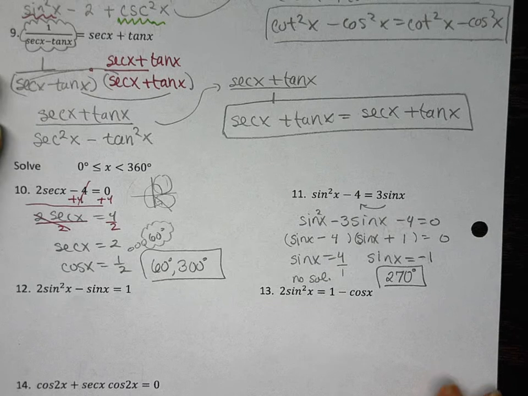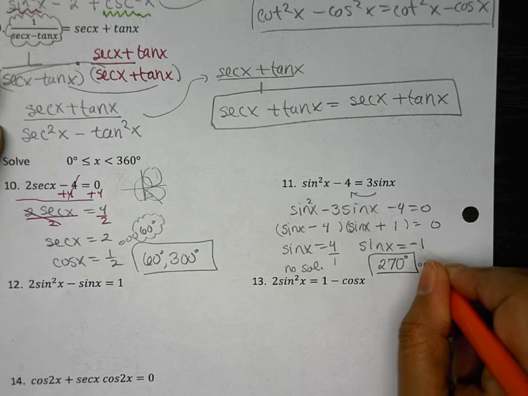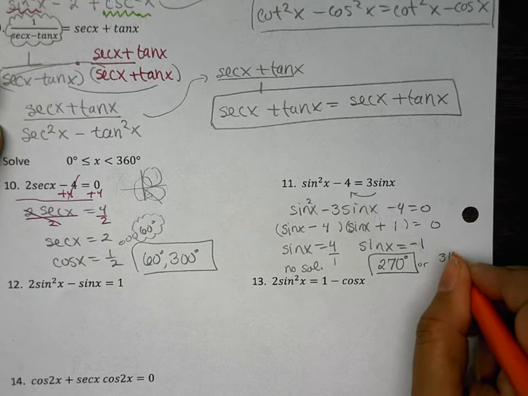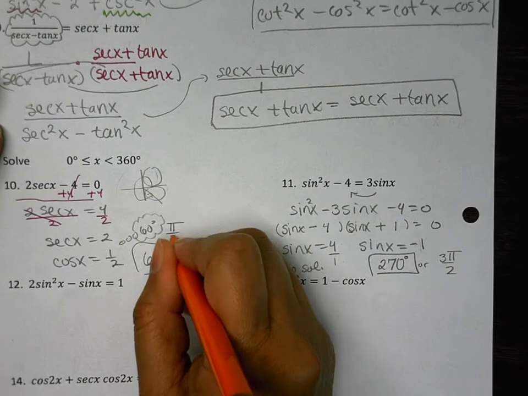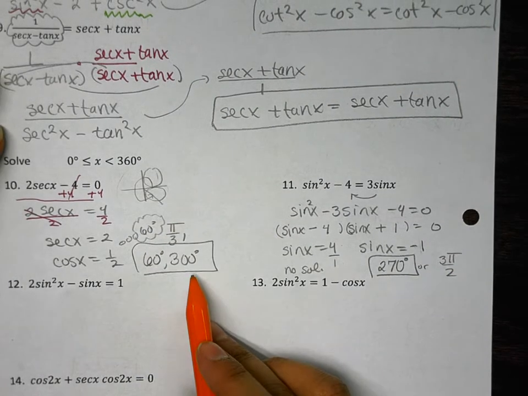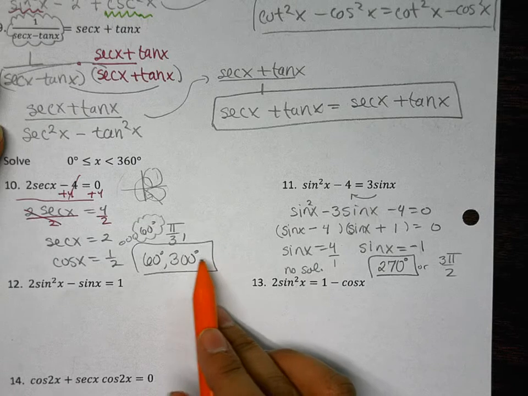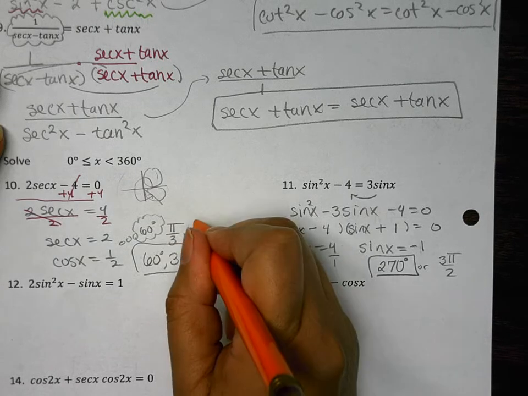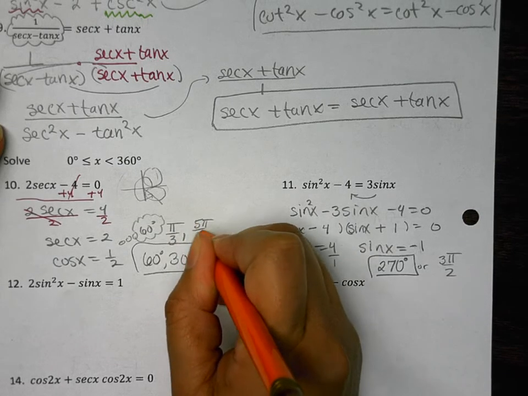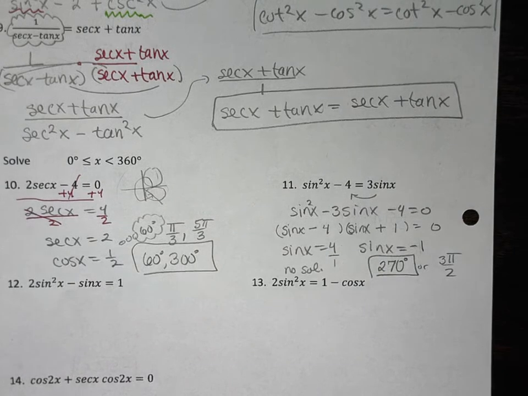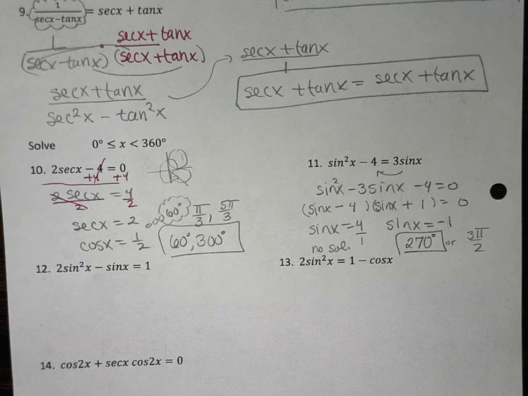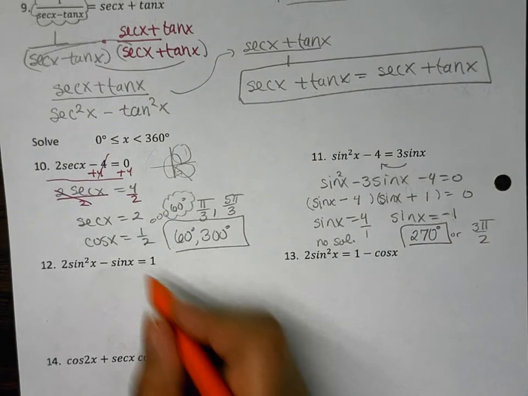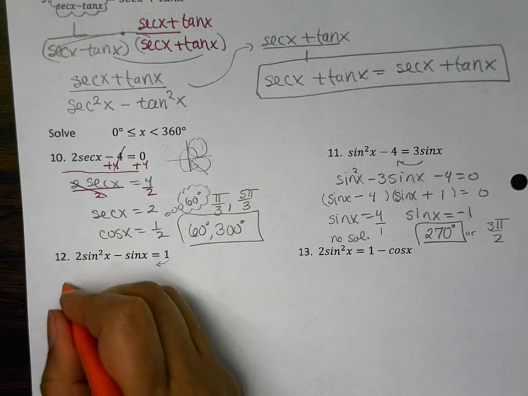Yes? I actually have a question. On the test, can we use radians? Oh, definitely. Okay. So if you wanted here, what would you put? 3 pi over, pi over 2? Same thing here. For 60, you would do pi over 3, and for 300, what would that be? That would be 5 pi over 3. 5 pi over 3. Good job. Okay. Number 12. Suggestions from anyone?